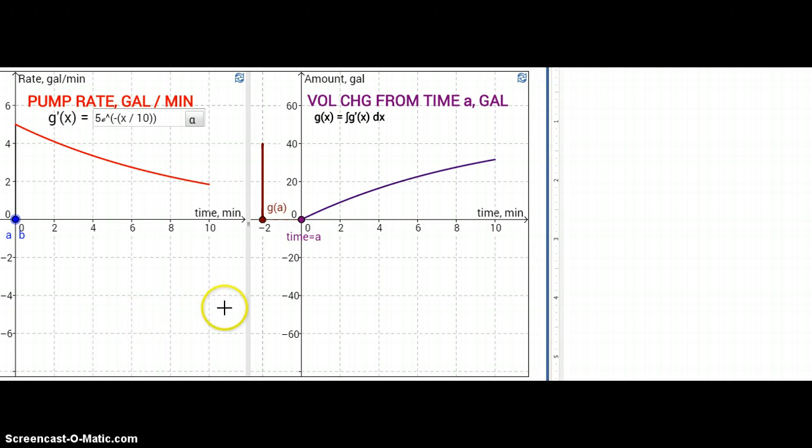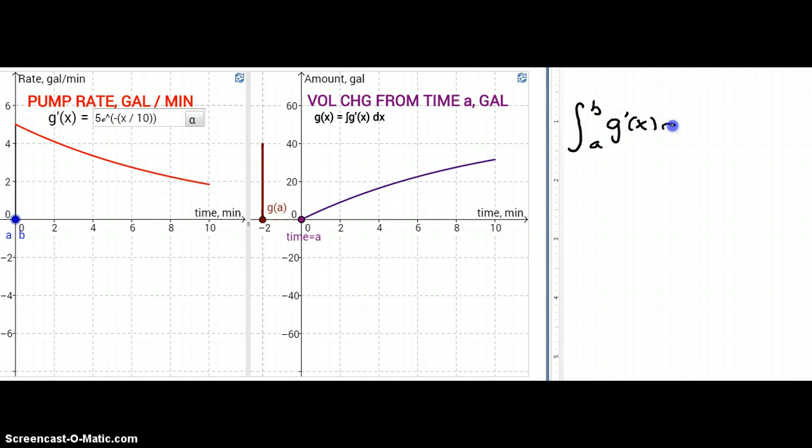So recall that the area that we're looking for is calculated by the definite integral, a to b, of g prime of x dx. And this refers back to this graph of this function, g prime. This happens to be the rate at which a pump is pumping water, and the units are gallons per minute.